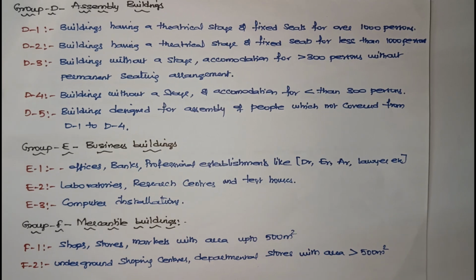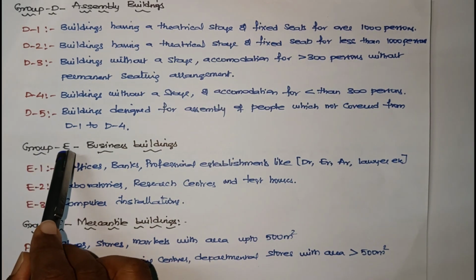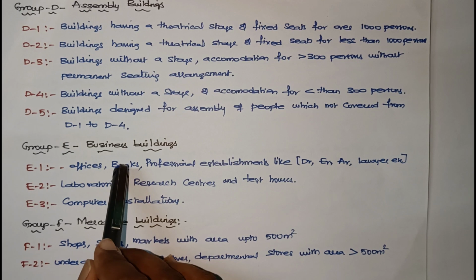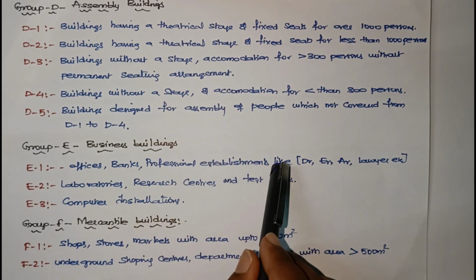Next, coming to group E, business buildings. As I said, business means whatever the accounts holding, the record keeping. For that they will be using buildings like offices, banks, professional establishments. Professional means profession.